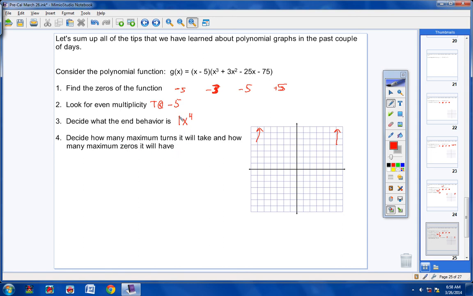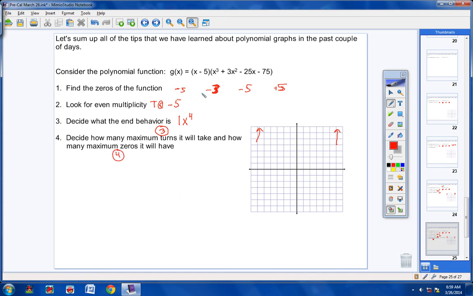Okay, remember I told you already, this is your lead term. I'm not going to make you go through and do all that multiplication. This is your lead term. So your degree is 4. So the maximum number of turns it will take is 3. Remember, it's always 1 less than the degree. If the degree is 4, then you know the maximum number of turns the graph will take is 3. And what's the maximum number of zeros you will have? Well, that's always equal to the degree, 4.